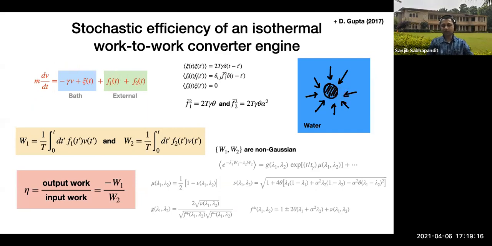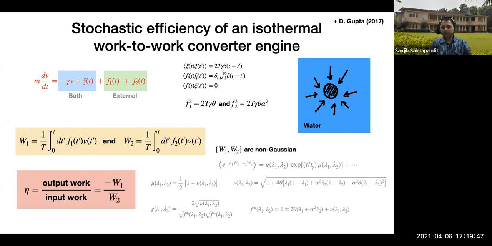They can be either independent or they can be correlated, so you can look at both cases. Accordingly, you can define two works corresponding to each force, and then just look at the ratio of these. Don't pay too much attention to the minus sign; you can think of one as the output work and one as the input work. But it's basically a ratio of two extensive observables.